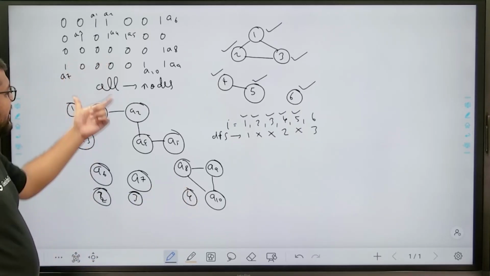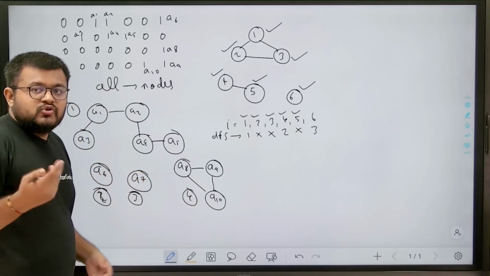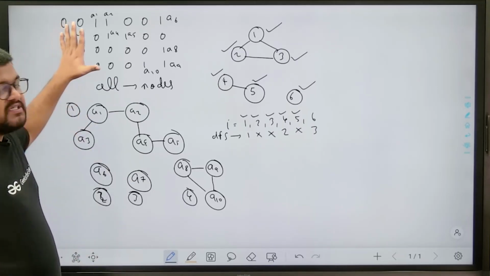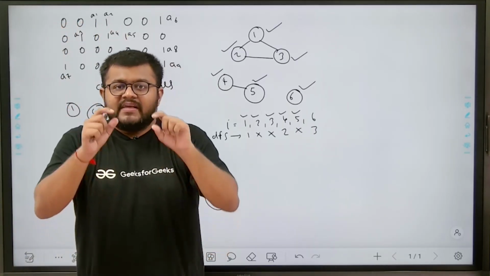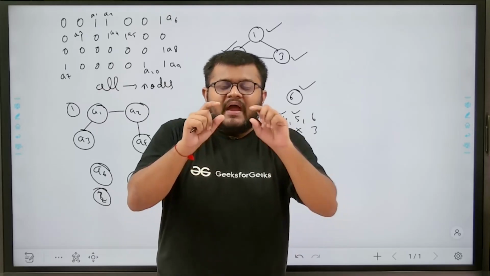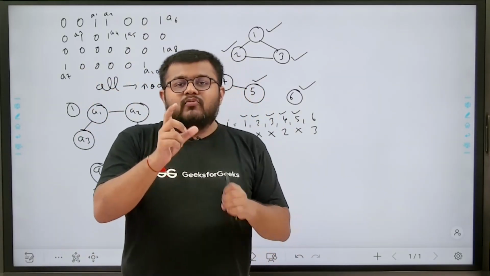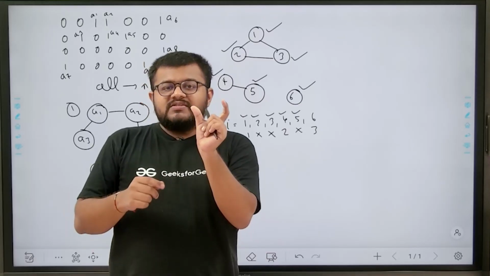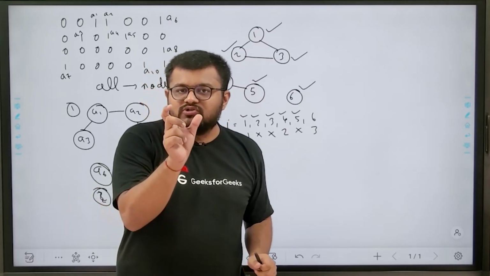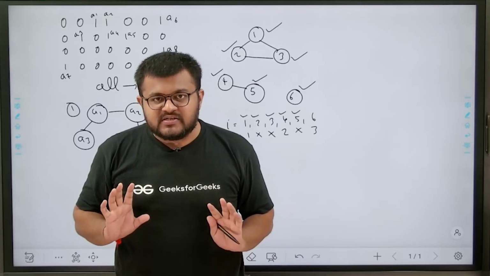So the number of islands is how much? 4. So basically what we can do is we can imagine our 2D matrix as a graph. Each cell is considered as a node and two nodes have an edge between them if both of them are 1 and both of them are diagonal to each other, adjacently diagonal, or horizontally adjacent to each other, or vertically adjacent to each other.